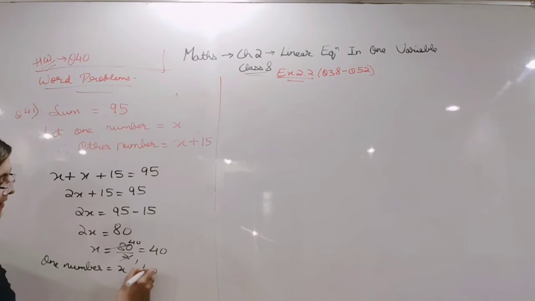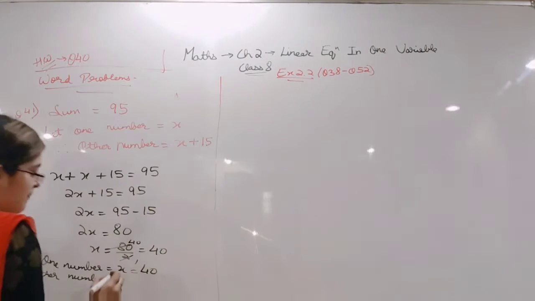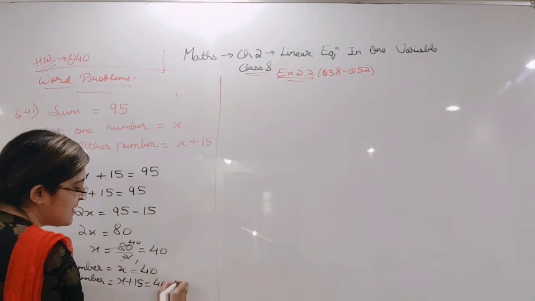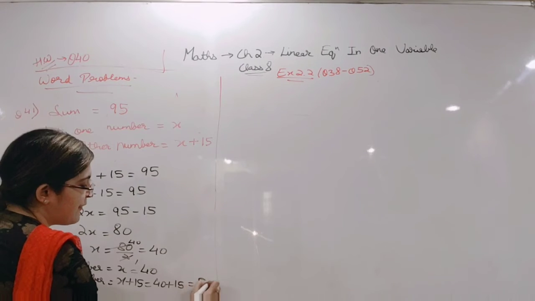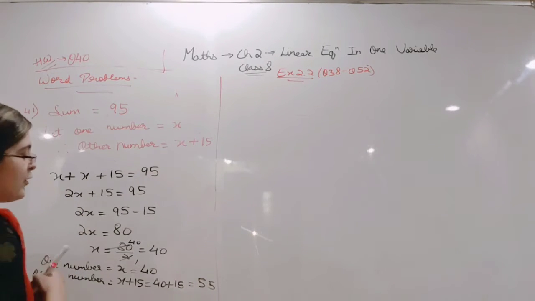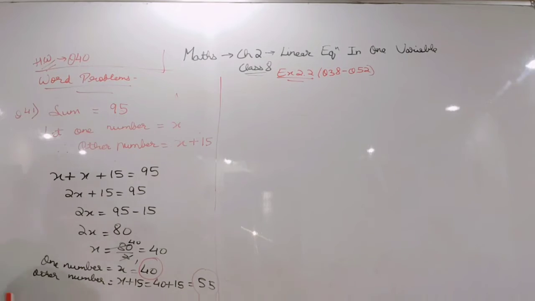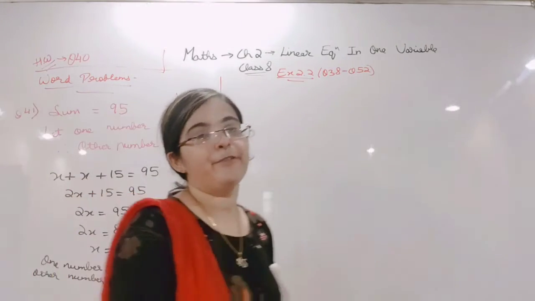That is 40. And what is your other number? See in the equation, students, what is your other number? Your other number is x plus 15. That means 40 plus 15. It will be 55. So you will write it down in words that the two numbers are 40 and 55.